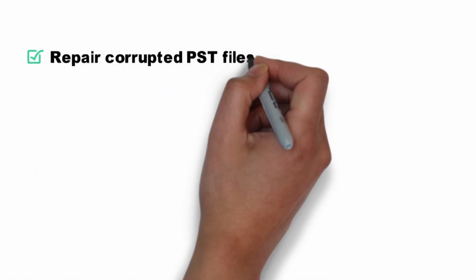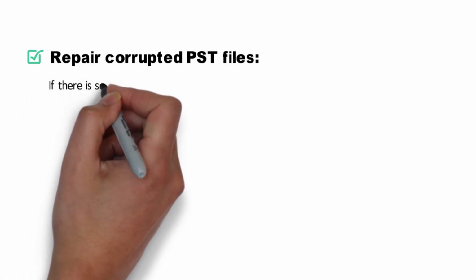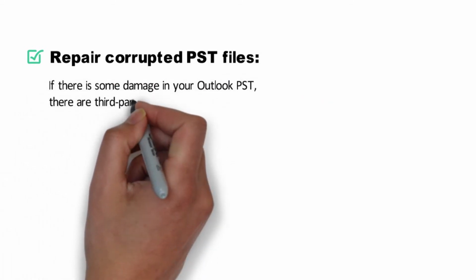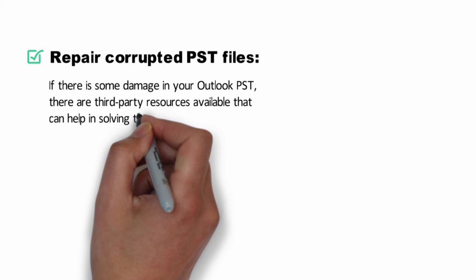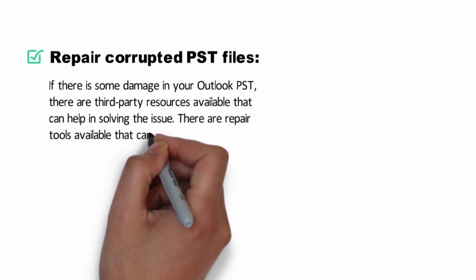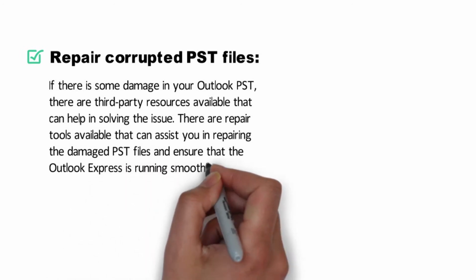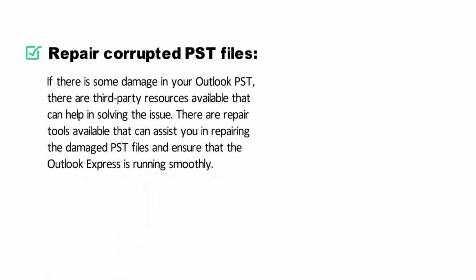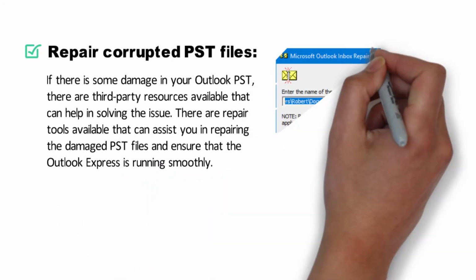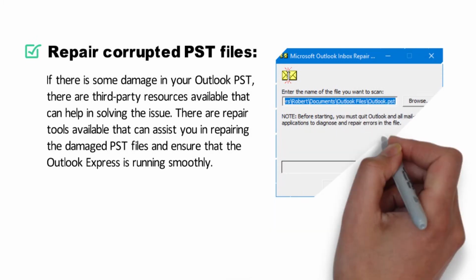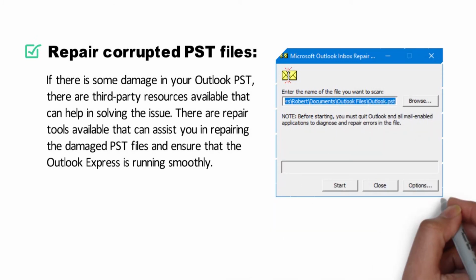Fifth, repair corrupted PST files. If there is some damage in your Outlook PST, there are third-party resources available that can help in solving the issue. There are repair tools available that can assist you in repairing the damaged PST files and ensure that the Outlook Express is running smoothly.